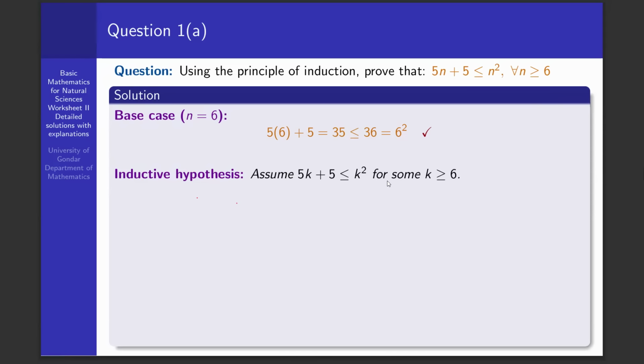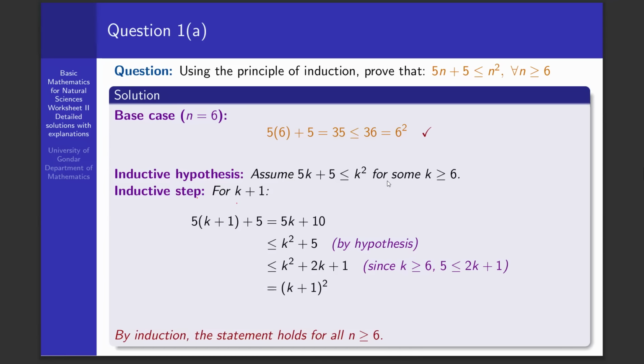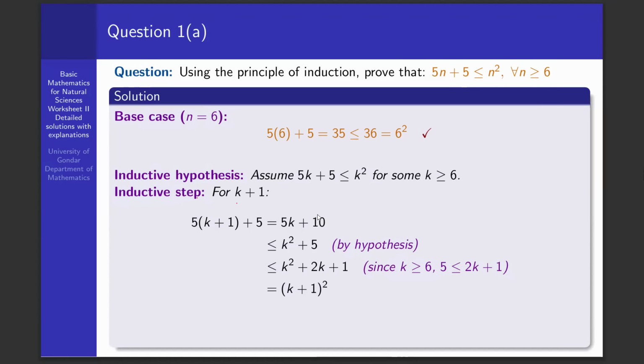Then, based on this assumption, what we need to show here is that the statement holds true also for the next natural number, that is k plus 1. To do this, if we directly substitute k plus 1 in the place of n, here we have 5 times k plus 1 plus 5, which is equal to, if you distribute this 5 over k plus 1, 5k plus 10.